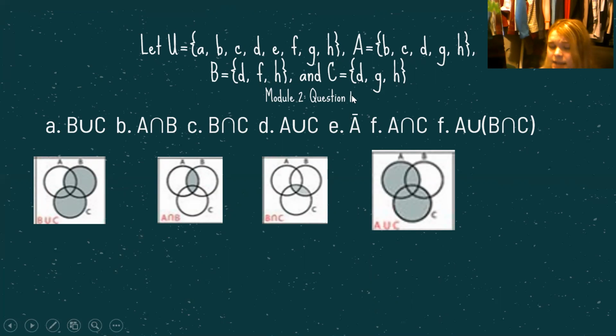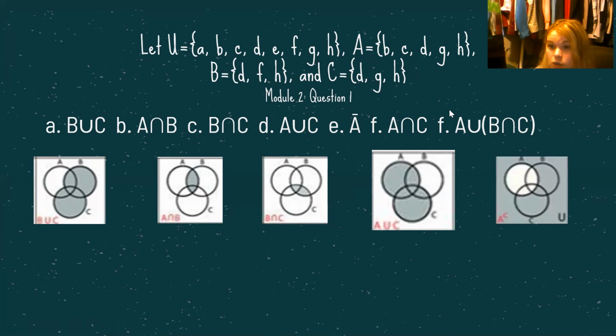For question E, it's asking us for the bar over A, which means everything that is not in set A. So you have B, C, D, G, and H in set A. So it's asking us for everything that isn't in set A, like F and E. So that would be the only things that aren't in set A that it's asking us for, which can be represented as so. So even the universal set is going to be represented, and B and C. Everything is represented in this diagram except set A.